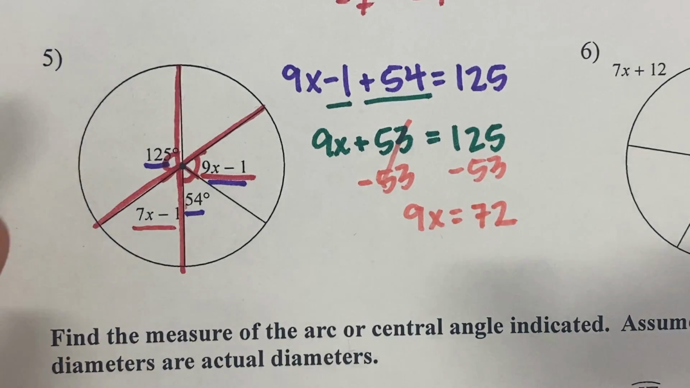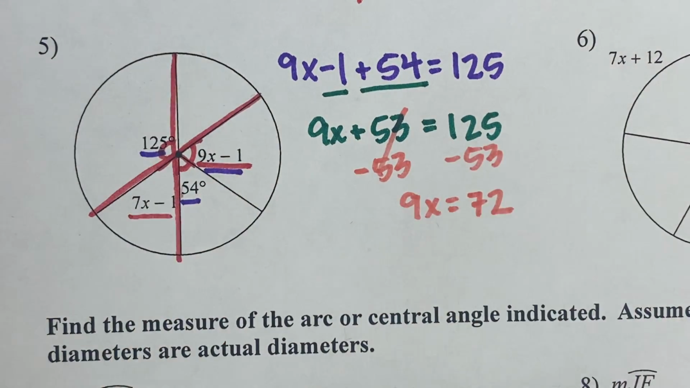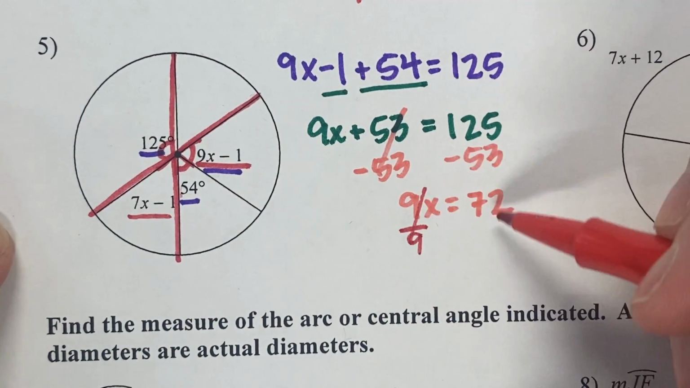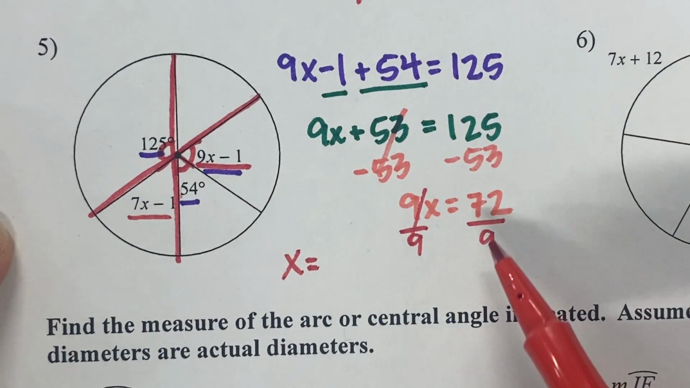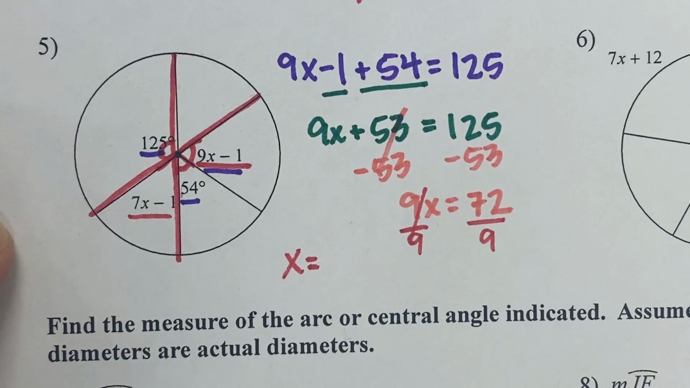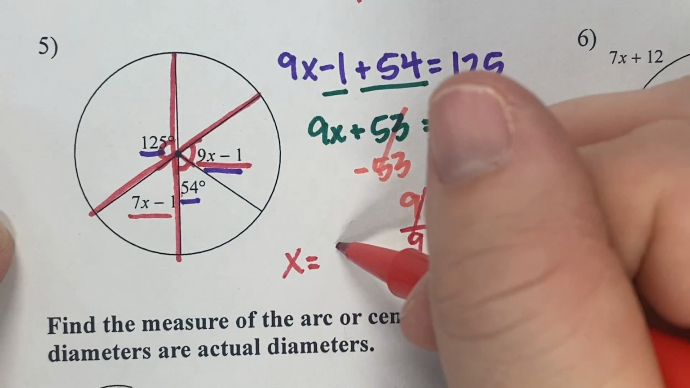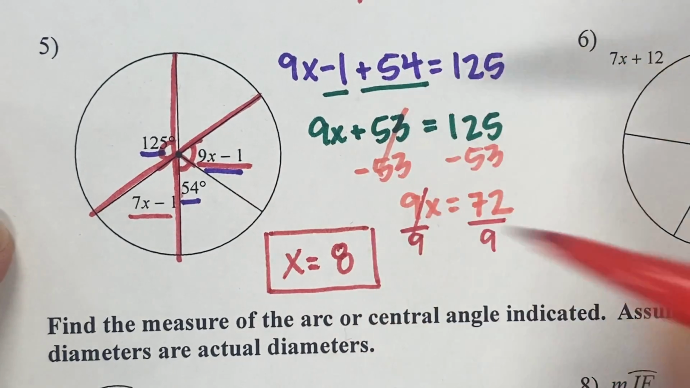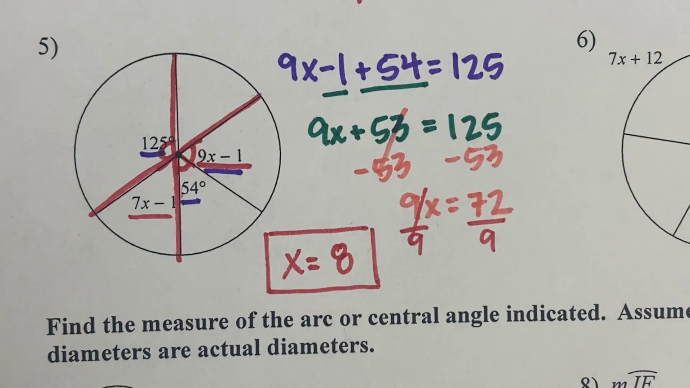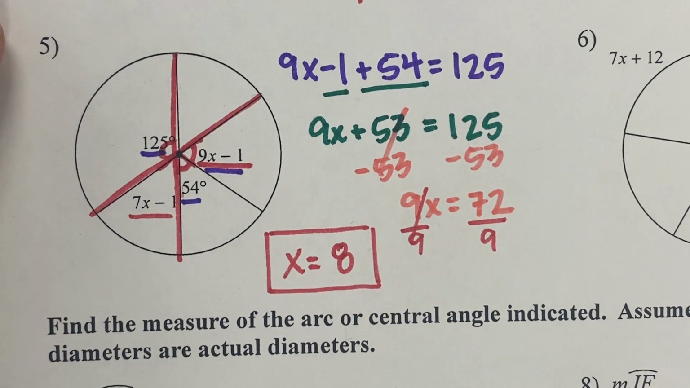Okay, then my last step for getting x all by itself, opposite of times by 9, is divide by 9. So my final answer, x is equal to 72 divided by 9, which gives me 8. And there we go. Beautiful.